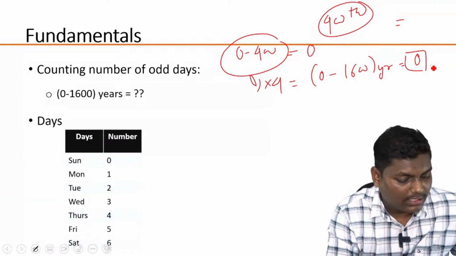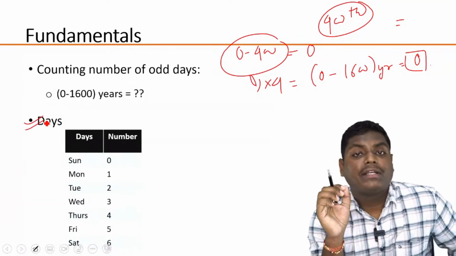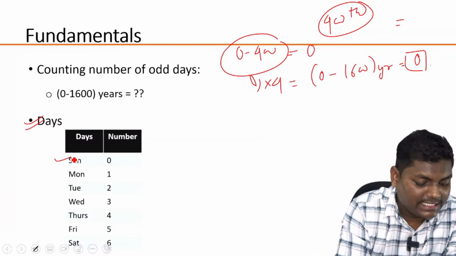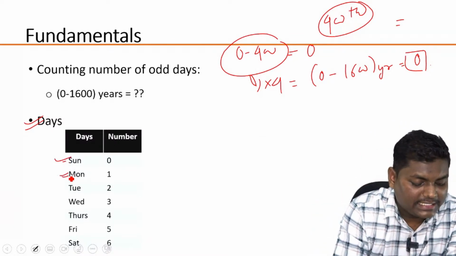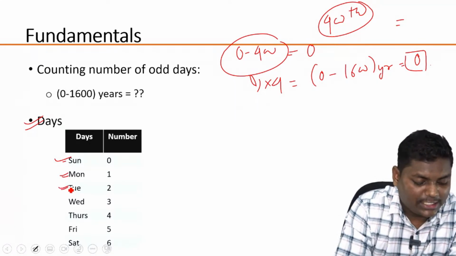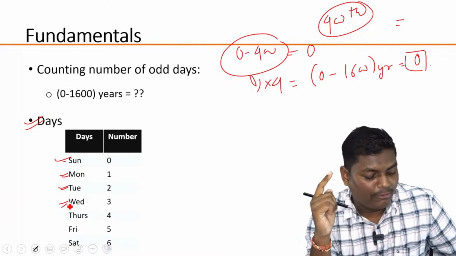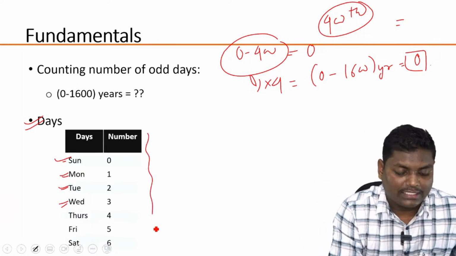Now let's move to the next thing. We will be correlating each day with a number. Sunday is taken to be 0, Monday is taken to be 1, Tuesday is taken to be 2, Wednesday 3, similarly Thursday 4, Friday 5, and Saturday 6. This is how we consider it.